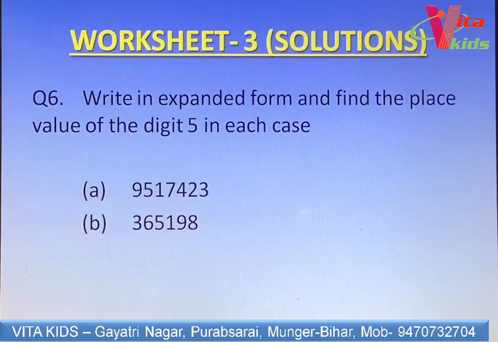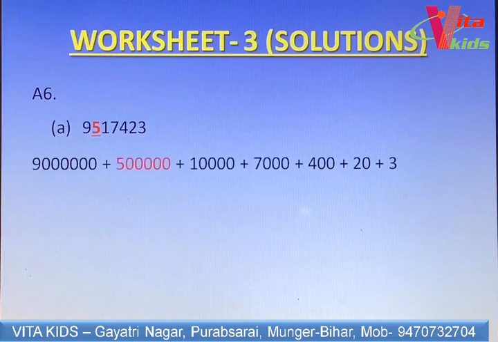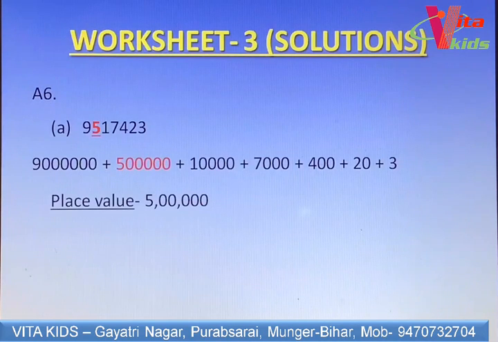Question 6. Write in expanded form and find the place value of the digit 5 in each case. The expanded form for this, you know how to write the expanded form. So this is our expanded form. And the place value of 5 is 5 followed by 5 zeros, as there are 5 digits on the right of it.